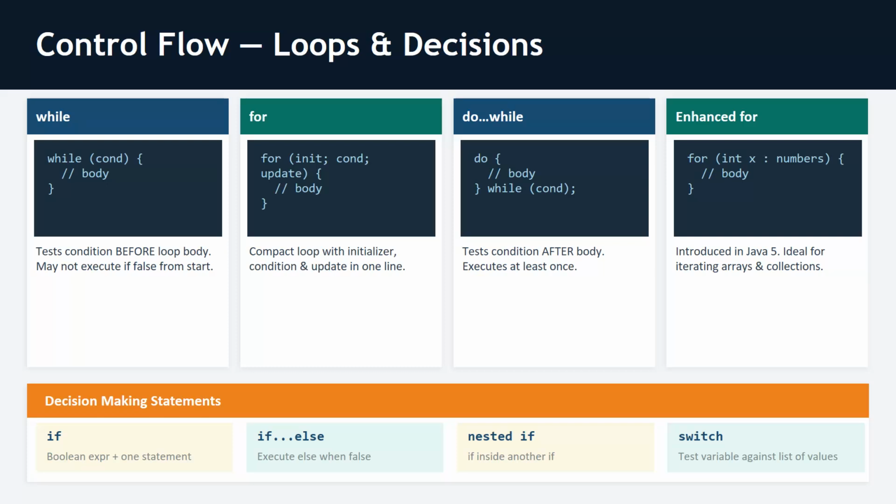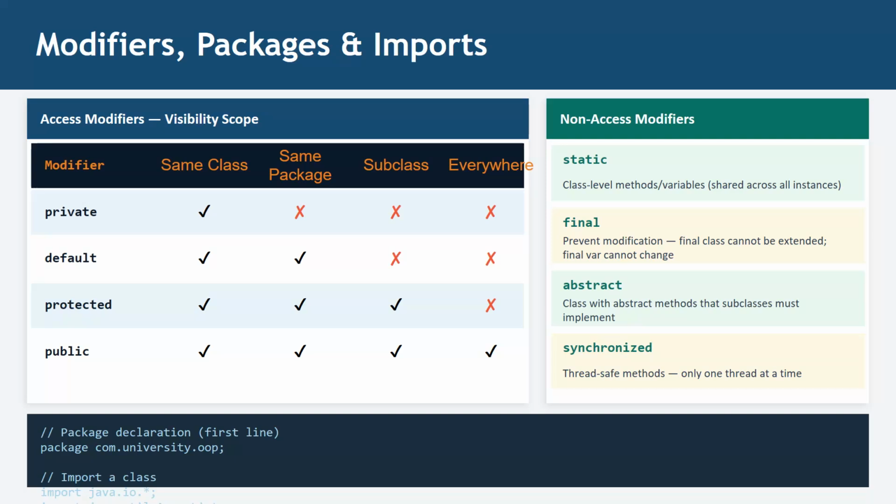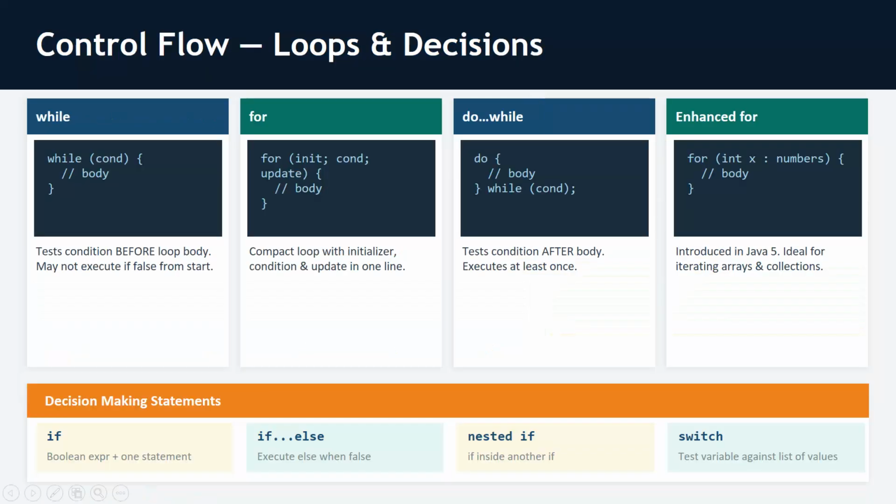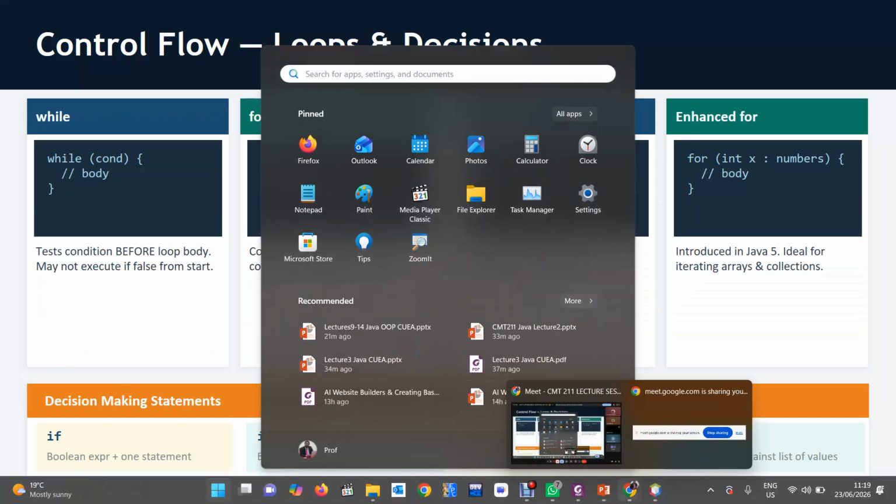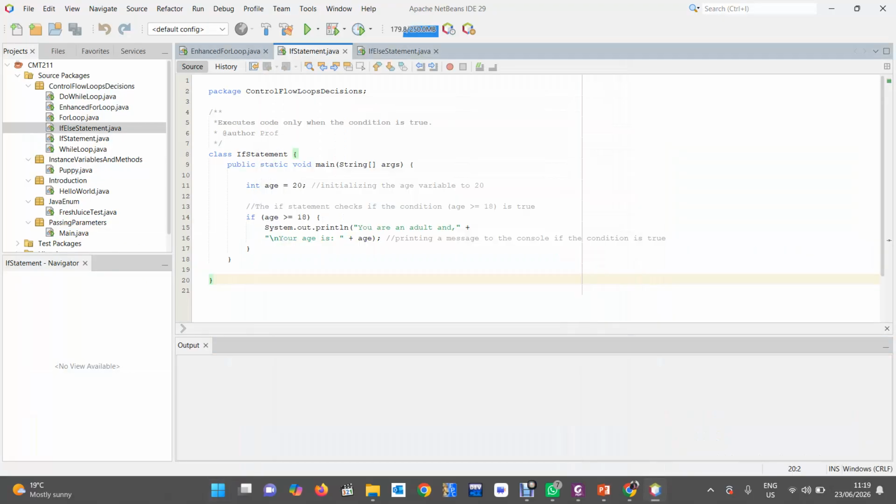Then we have a switch, which is used to test a variable against a list of values that you have. For instance, grading of students' marks and awarding them their respective grades based on what they have received as marks. That is the switch. So before we look at the modifiers, packages, and imports, let's finish up with this so that we can have a better and clearer way.